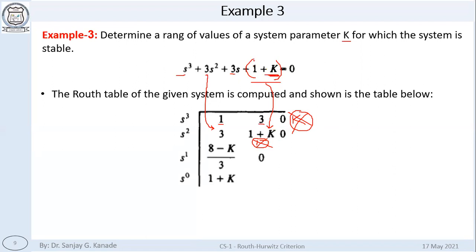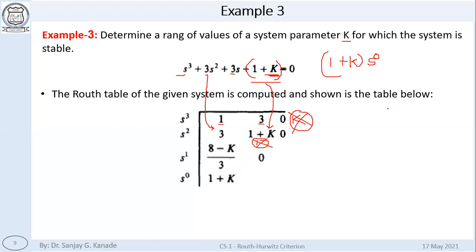Actually, 1 plus k itself is a coefficient of what power? Of s raised to 0 power. You can see here, right? s raised to 3, s raised to 2, s raised to 1, and then s raised to 0. And the s raised to 0 coefficient is what? It is 1 plus k. So we have to take that whole thing as a coefficient.